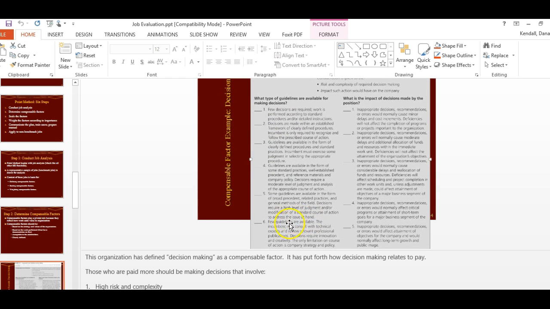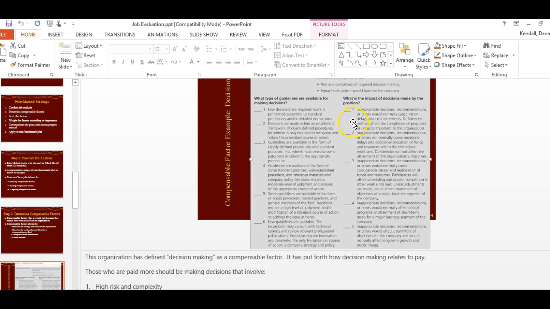And then all the way down to number 6, few guidelines are available. The incumbent may consult with technical experts and review relevant professional publications. Decisions require innovation and creativity. Basically, this is a complex environment that doesn't lend many guidelines to the incumbent to guide the decision-making process. So we're going to say that's a high risk and complexity in terms of decision-making.